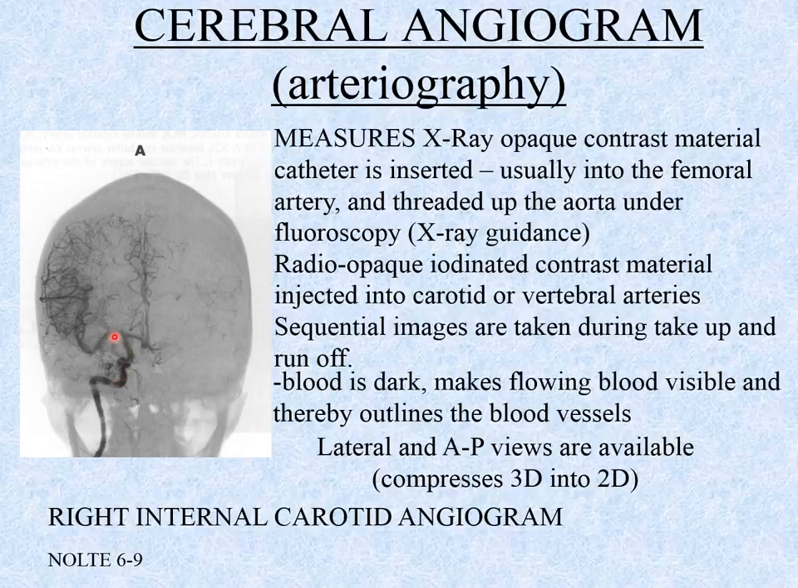In this setting, we see the middle cerebral artery distribution over the entire lateral portion of the hemisphere, and we see the anterior cerebral artery at the midline. Lateral as well as AP views are available. This is essentially seeing 3 dimensions reduced to 2 dimensions, in this case for a right internal carotid angiogram.